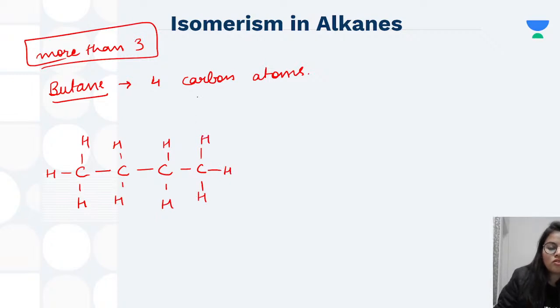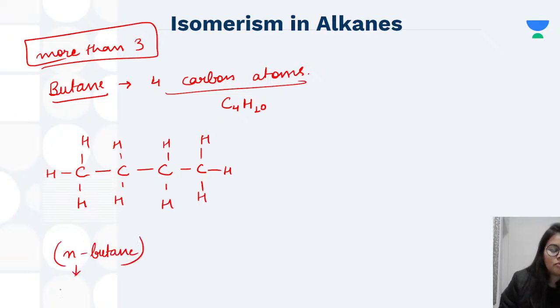So for 4 carbon atoms, how do we pick out the formula? C4, H 2 into 4 plus 2, that is 10. Now this structure is known as n-butane. Here n means normal butane, because it is the normal structure. See students, in this particular structure, I have taken all the carbon atoms in a straight chain.